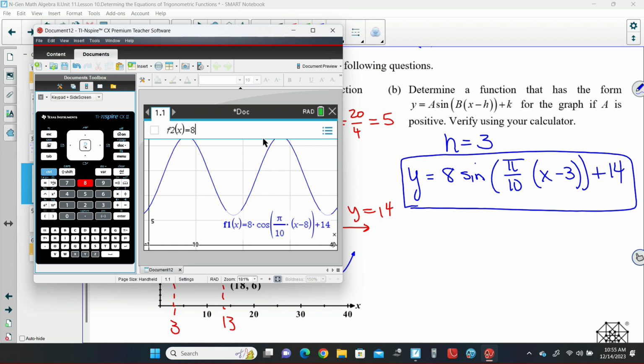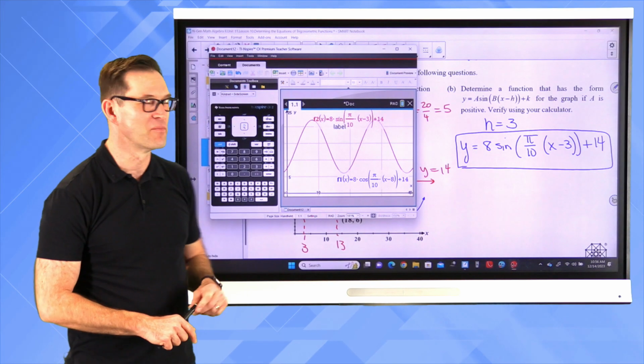I've got 8, but now I've got the sine function. Now I've got my pi over 10, X minus 3, plus 14, and there it is. It's a little bit annoying because the two equations ended up sitting on top of each other as well, which was a bit obnoxious.